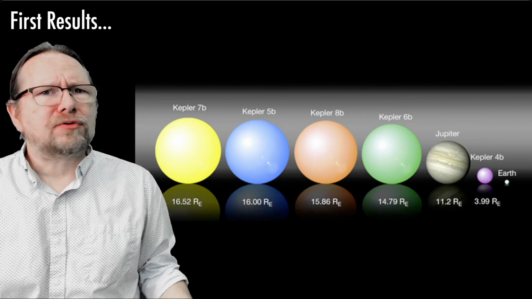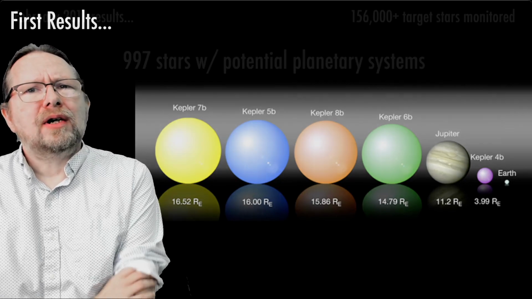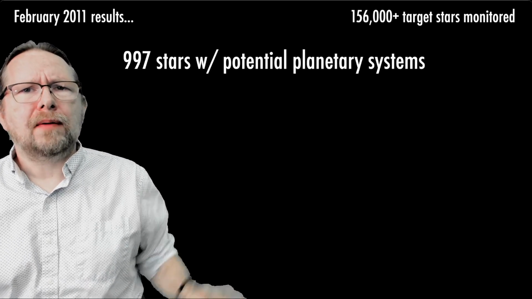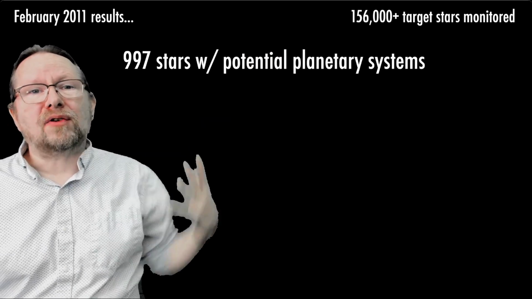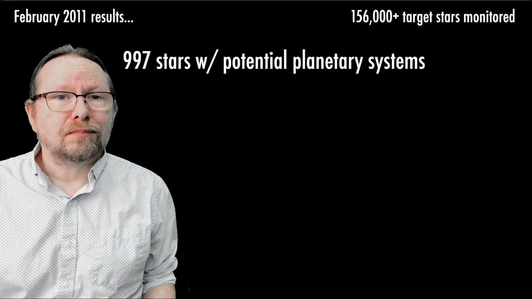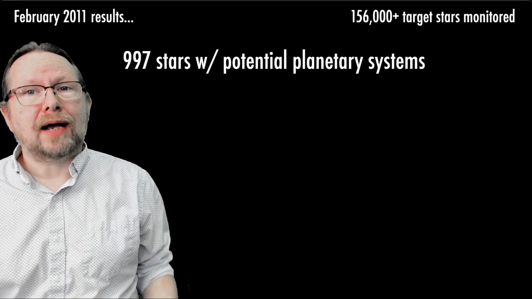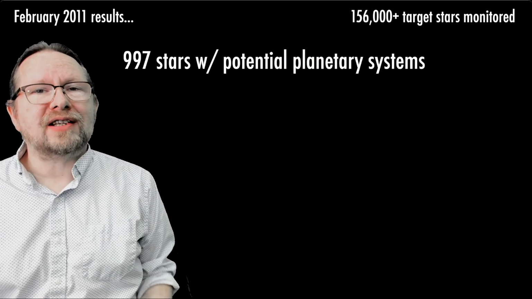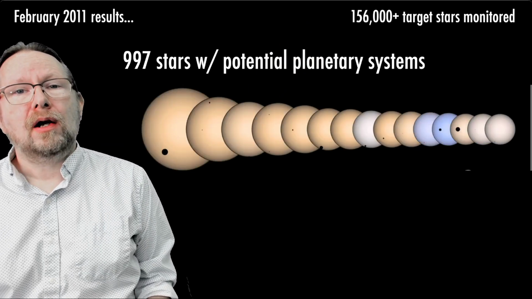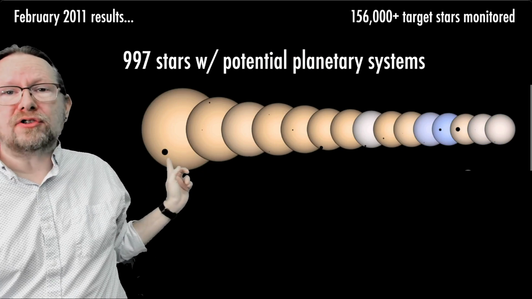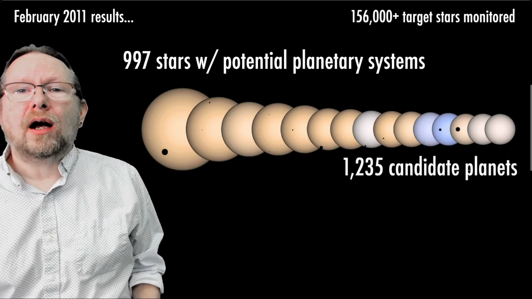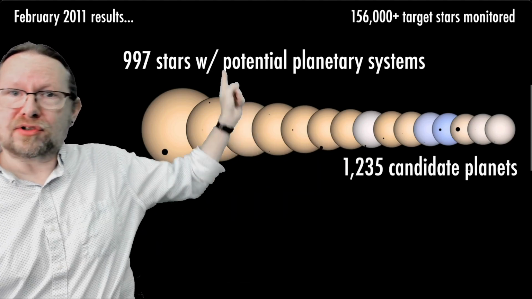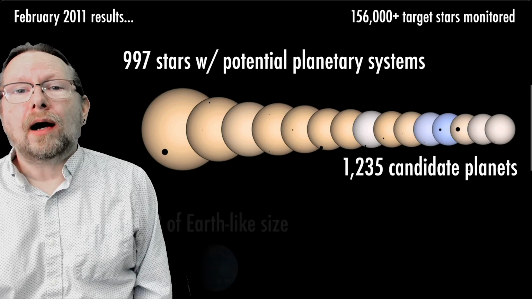Since then, and the first results were like 2009 or so, in its first 2 years of operation, let's say, the Kepler satellite discovered almost 1,000 planetary systems around other stars. After looking at 156,000 stars, it discovered almost 1,000 that had potential planetary systems. Different sizes of stars, different sizes of planets. That's a total of 1,235 candidate planets, because some of these systems had more than one.